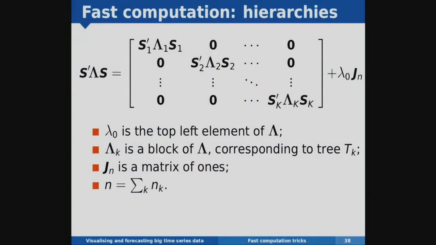Okay, then the things that I need to do my reconciliation are, I need S prime lambda S, and then I need to invert it. So S prime lambda S looks like this, which also has this nice block structure, where each of these has the same structure as this, plus this little bit on the end, which is lambda zero, the top left element of my lambda matrix, plus a matrix times a matrix of ones. And I need to invert that.